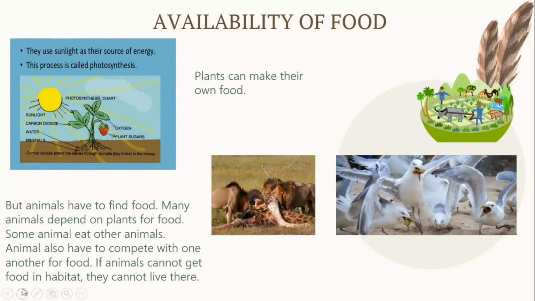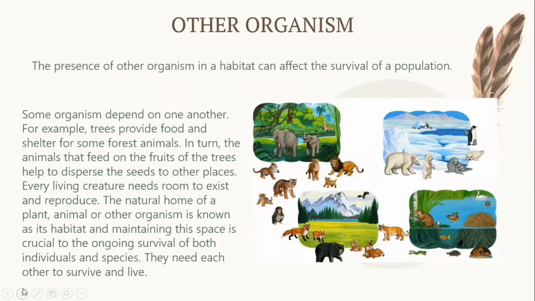The last one is the factor from other organisms. The presence of other organisms in a habitat can affect the survival of populations. As you can see on the screen, some organisms depend on one another, so they are related or need each other. For example, trees provide food and shelter for some forest animals.